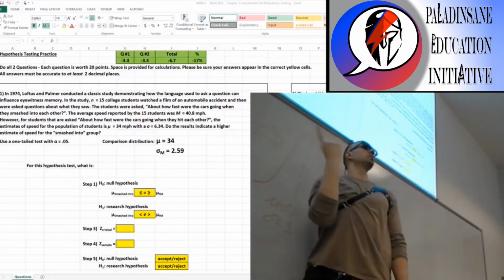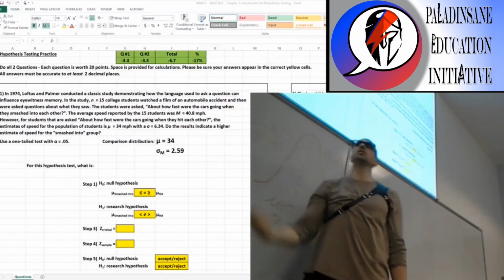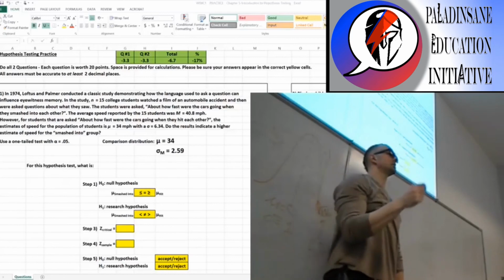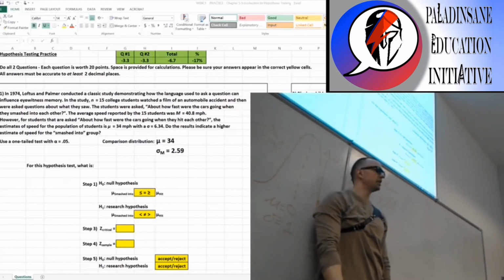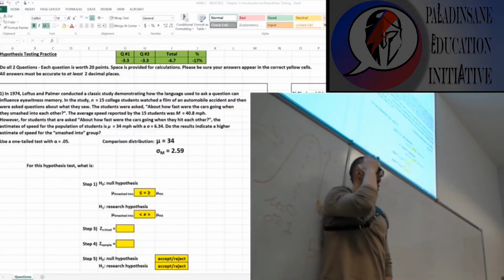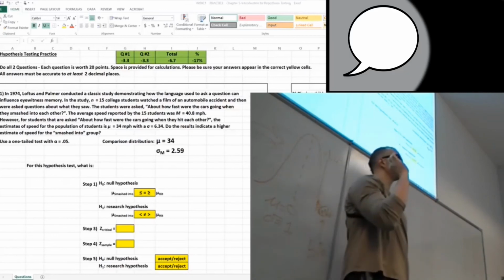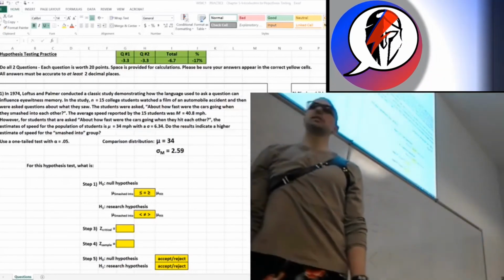The only difference between this and the exam, this is your demo, your practice session, is that on the exam the comparison distribution will be in the description. You will read that the population distribution has a mean of this and a standard deviation of this, and the comparison distribution has a mean of this and a standard deviation of that. So be on the lookout for the comparison distribution. That is step 2.